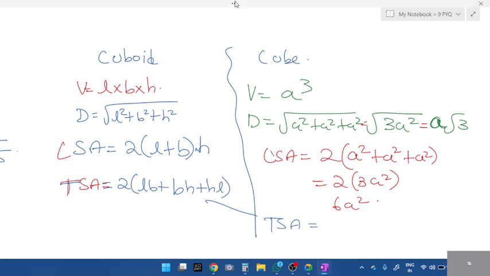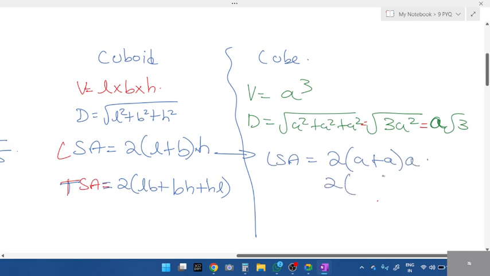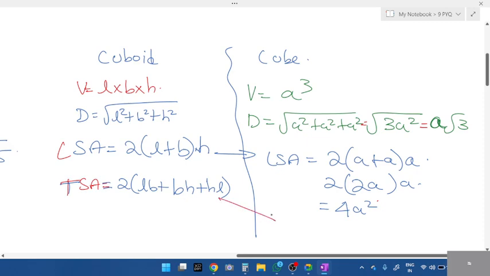Actually, this is total surface area. Look here, this is total surface area. Yeah, what is the lateral surface area, students? What is lateral surface area for a cuboid? Just substitute wherever L and B is given A. A plus A into A. What is A plus A? A plus A is 2A. 2 2s are 4. A into A is A square. So what's the answer, student? 4A square. Next, tell me for total surface area.